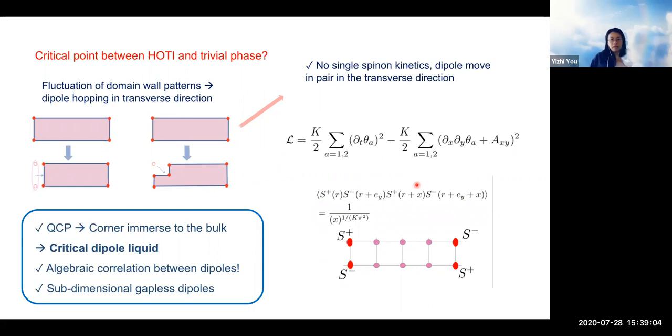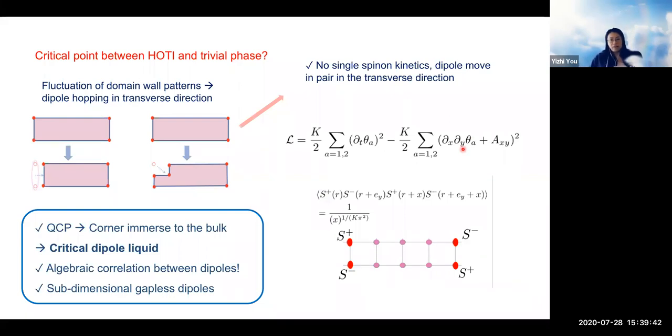a single spin does not have any kinetic motion. However, all of the domain wall fluctuations would induce a spin dipole fluctuation, where an x dipole can only fluctuate in the y direction, or a y dipole can only fluctuate in the x direction. So in a minimal field theory language, what we find is that the kinetic terms of these bosons do not have a dx dy theta term, because there's no single boson kinetics. Instead, this dx dy theta term corresponds to the fact that an x dipole can only hop in the y direction, and a y dipole can only hop in the x direction.